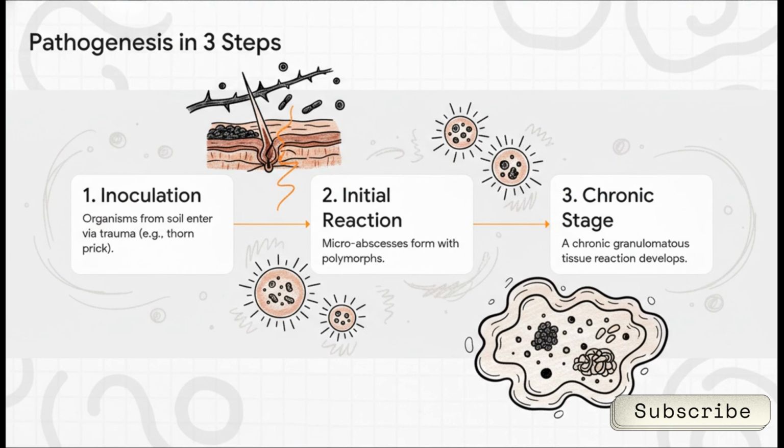The whole process is actually a pretty straightforward 3-step story. First, you have inoculation. The fungus or bacteria is just chilling in the soil and it gets jabbed into the tissue, usually by something like a thorn prick. Second, you get an initial reaction where a small abscess forms. And finally, the body tries to wall off the infection, which leads to that chronic, walled-off granulomatous stage that we see in the clinic.